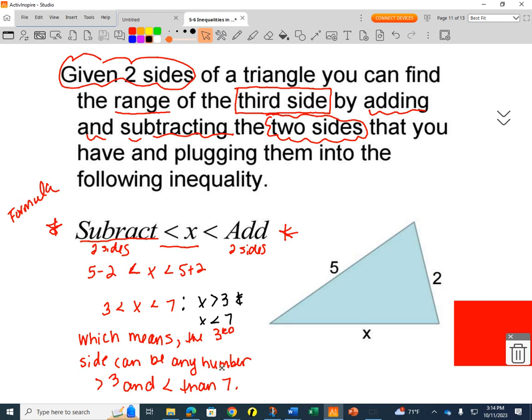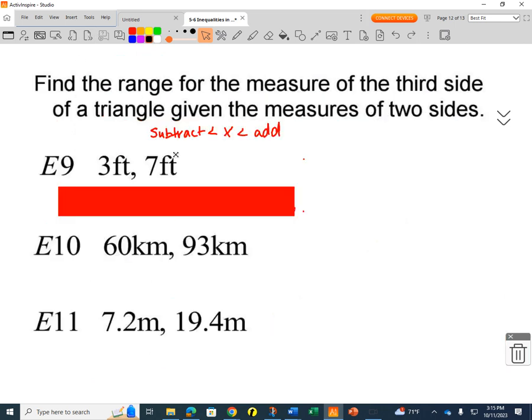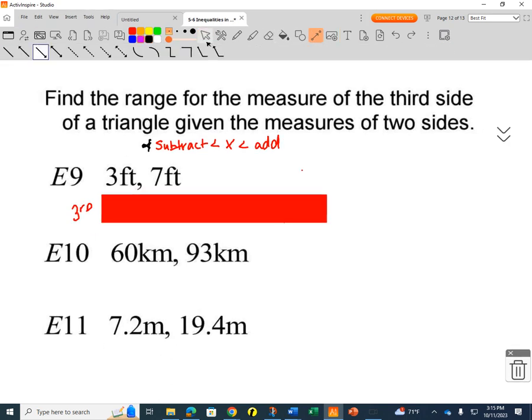Remember, you can pause to catch up. So if we want to find the range for the measure of the third side of a triangle, given the measures of two sides, we're going to use this formula. Subtract the two numbers, biggest minus smallest, and add the two numbers and plug it into this compound inequality. This is the range of the third side, so that's what we're finding right here. What is the shortest it could be and what is the longest it could be? And this is how we find it.